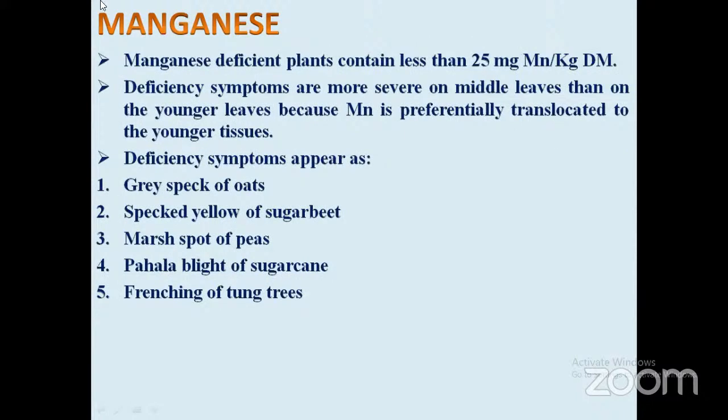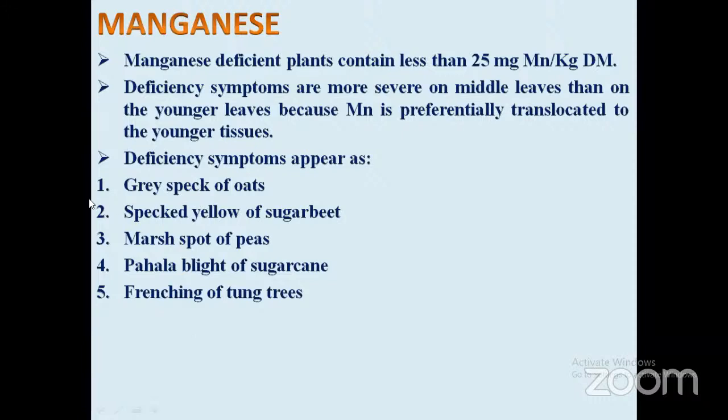Now moving ahead. Manganese deficient plants contain less than 25 ppm of manganese. So if it is less than 25 ppm, it will be deficient in the plants. The deficiency symptoms of manganese are more severe on the middle leaves than on the younger leaves, because manganese is preferentially translocated to the younger leaves. It is a mobile element in the plant. So it moves to the younger leaves, and hence its deficiency is not seen on the younger leaves like iron. So its deficiency is seen on middle leaves.